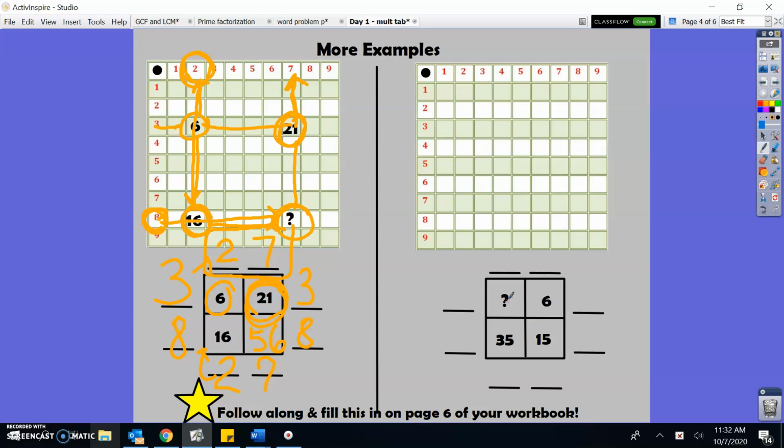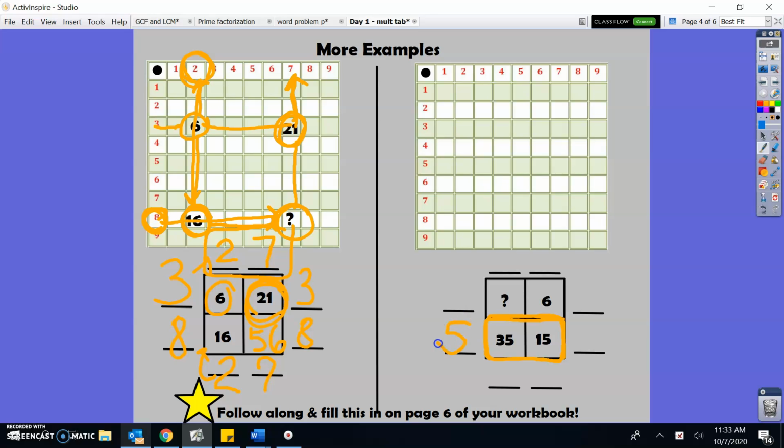All right, if you're continuing watching, that means that you've completed the bottom of page 6, you completed your factor puzzle, and you have your missing number here. So here's how this is going to work. I'm going to start with these two numbers, 35 and 15. And I'm going to ask myself, what number can go into both 35 and into 15? And the answer is 5.